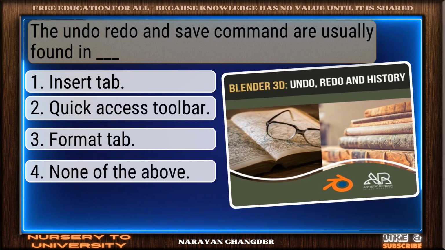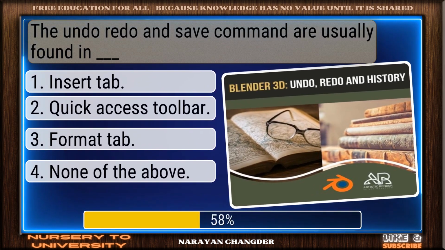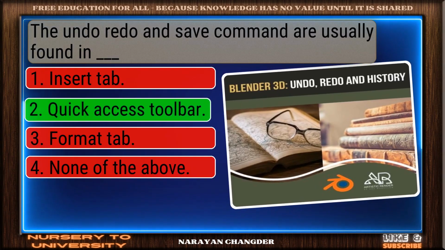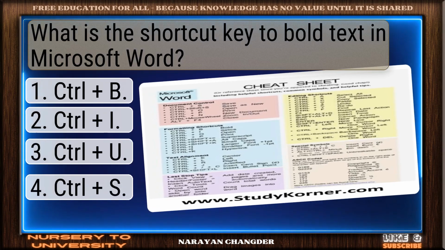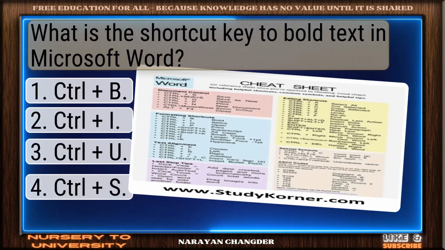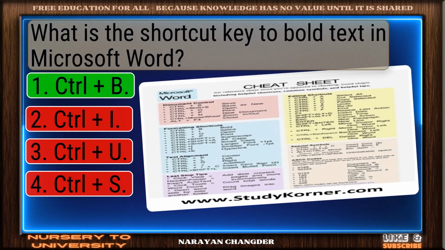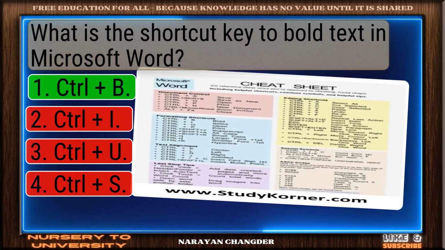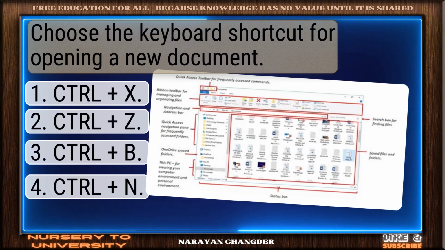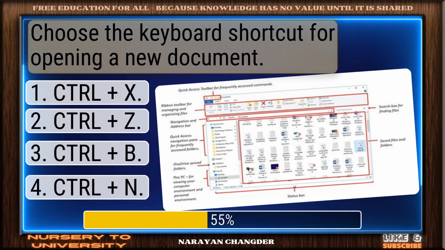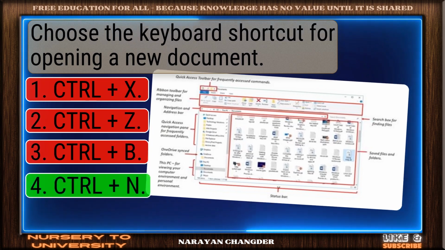The undo, redo, and save command are usually found in dash. Well picked. Quick Access Toolbar is the correct answer. What is the shortcut key to bold text in Microsoft Word? Solid response. Ctrl+B is a valid choice. Choose the keyboard shortcut for opening a new document. Well done. Ctrl+N is the right choice.